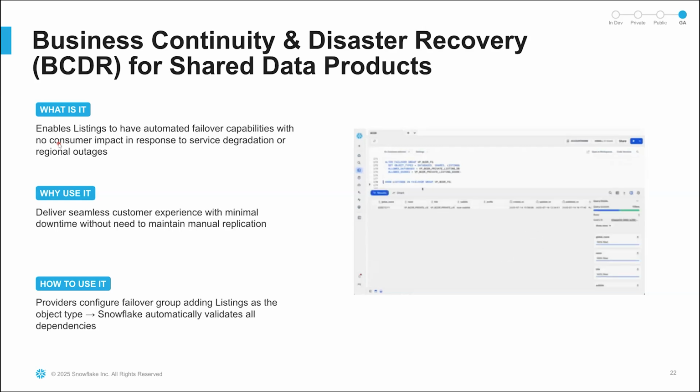Setting it up is super easy. You just need to go into your existing failover groups for your objects, add a new object type called listings. And then all the listings that are derived from those set of objects will be disaster ready. And don't even worry about finding all the dependencies for your listings, because we do a check at the time of failover group creation to make sure that all the dependencies for the listings are part of the same failover group.